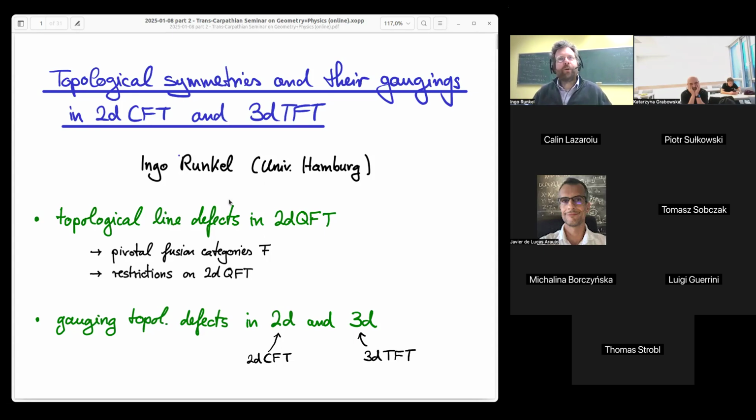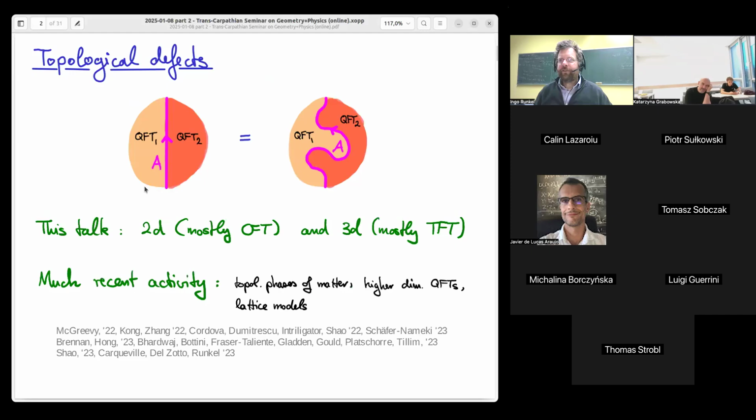Can you now see my little pointer? Does that work now? Yes, we can see you. Yes, okay, so that's at least the progress. Can I also change? Yes.